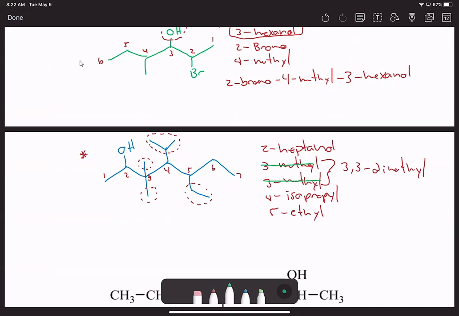All right, now I'm going to go ahead and write the whole thing. I'm going to put it in alphabetical order. Ethyl's going to come first, so I'm going to have 5-ethyl. And then the isopropyl will come next, which is 4-isopropyl. And again, remember, we're not using di, we're using the methyl. We don't use Greek prefixes as far as our alphabetical order. So I have 4-isopropyl.